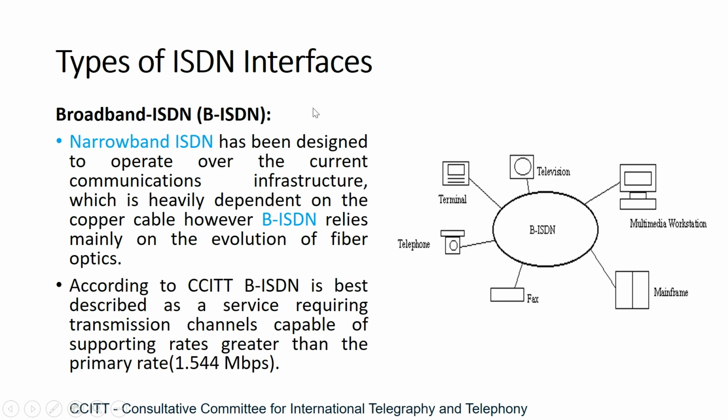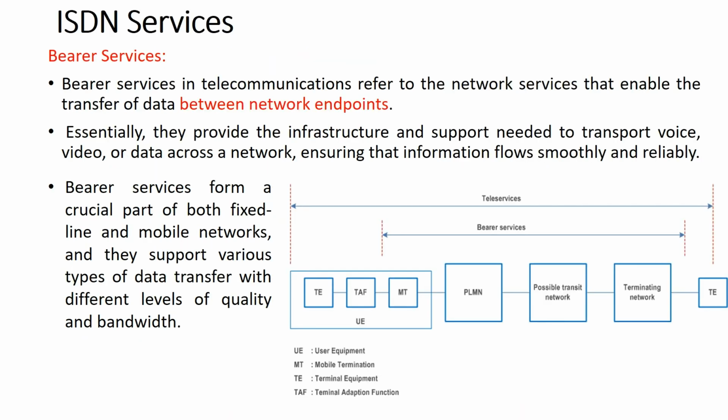According to CCITT, broadband ISDN is best described as a service requiring transmission channels capable of supporting the primary rate values of 1.544 Mbps. We have two services, bearer services and control services. Bearer services are telecommunication services that enable the transfer of data between two network endpoints.